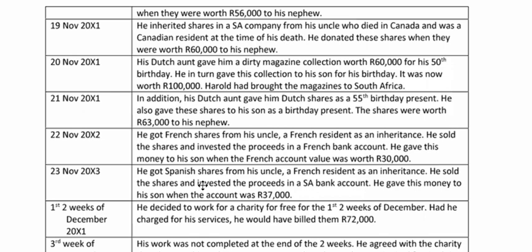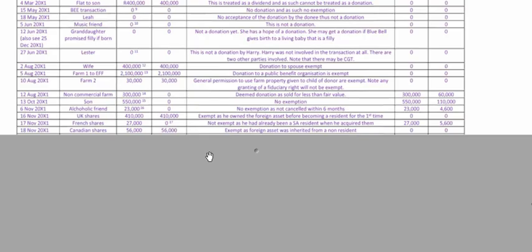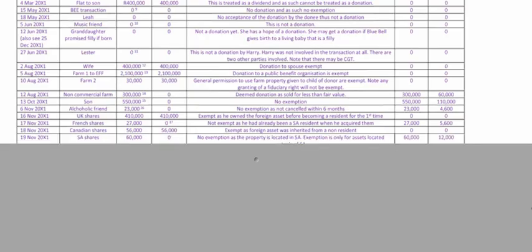Carrying on. Says he inherited shares in an SA company from his uncle who died in Canada, tick, from a non-resident, and was a Canadian resident at the time of death. He donated these shares when they were worth 60 to his nephew. Now it's an SA company shares. The exemption only applies if it is a foreign asset, not a local asset. This is a local asset. Therefore, even though inherited from a non-resident, because it's a local asset, he does not get the exemption. So the 60 will go in, and none of it will be exempt. Pay tax on the full 60 times 20%, 12,000 rands payable.